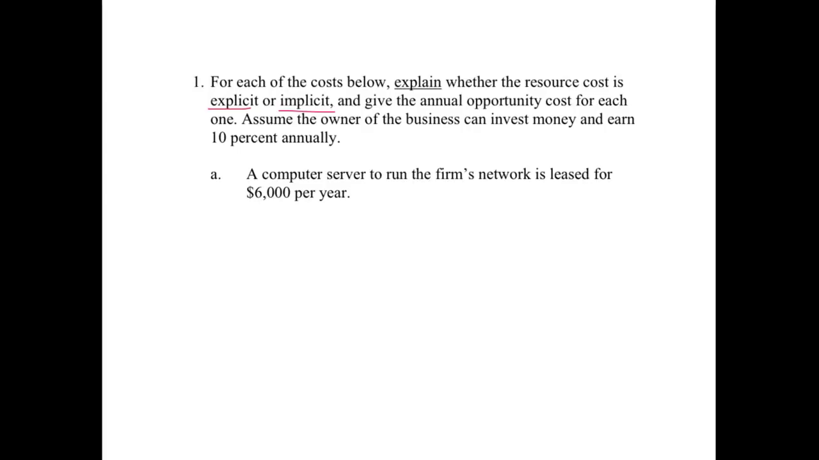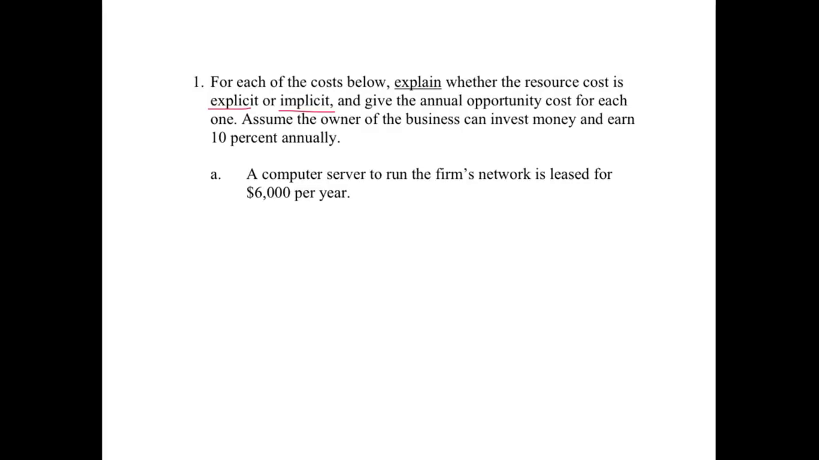With implicit costs, there's no out-of-pocket expense. There's no cash transaction because we're using our own resource. The firm is using its own land, its own computer terminal. It's using its own time. And even though the firm is using its own resource, it's not free. There's a sacrifice. Something is given up because most every resource has an alternative use, and that's where implicit costs come into play.